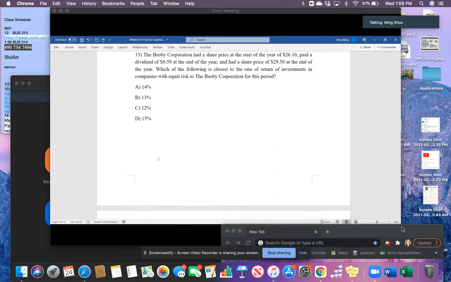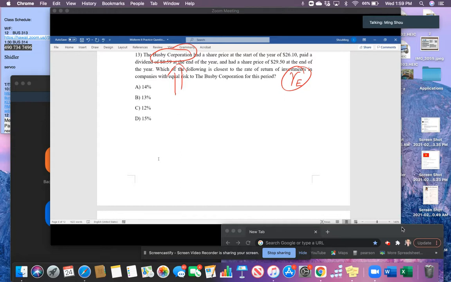So we use this one, the equity cost of capital, to capture the risk level. As long as we can figure out the rate of return for this company, then we can use this one to measure another investment with a similar risk level, right? With a similar risk level in the same time period. So the question is simply asking us, what is the rate of return for the investment in this company, right?